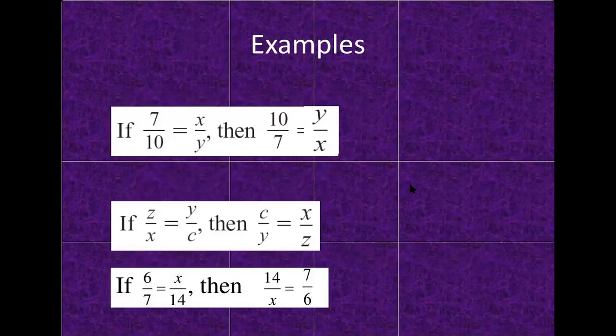If z over x equals y over c, then we find the reciprocal of the first, c over y, and the reciprocal of the second, x over z. Another example: 6 over 7 equals x over 14, then 14 over x equals 7 over 6. So this is the first property, the reciprocal property.